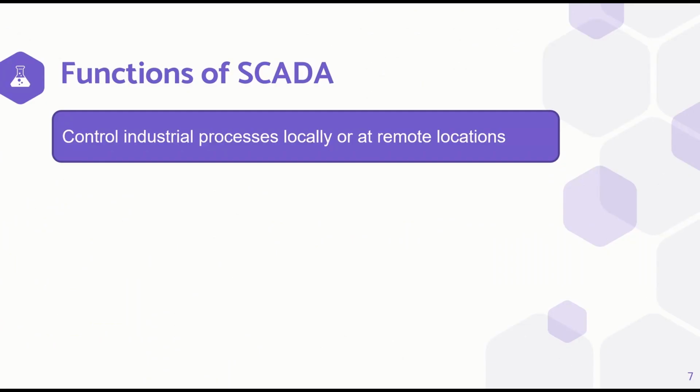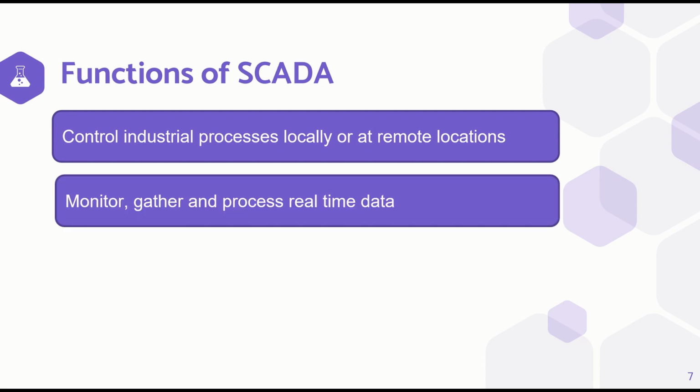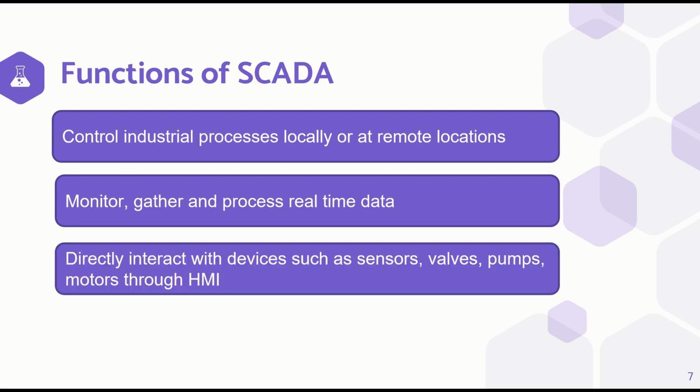First function is control industrial process locally or at remote locations. So what does it mean? It means that it controls the process that is going on in an industry or in a company. Locally means at the location, or at remote location means we can control the situation or the parameters from somewhere else. Second, monitor, gather and process real-time data. The main function of SCADA is to monitor the real-time data, gather or collect all the data and process the real-time data. Next, directly interact with devices such as sensors, valves, pumps, motors through HMI.